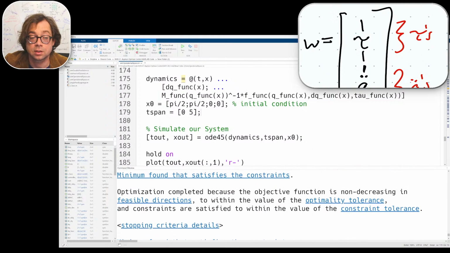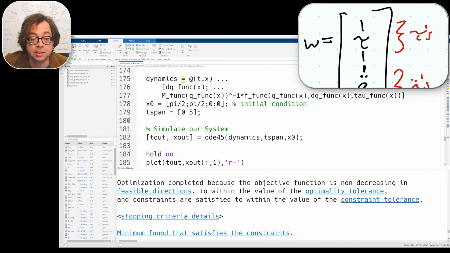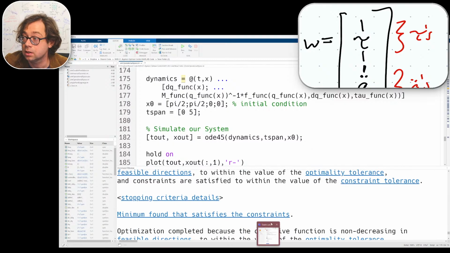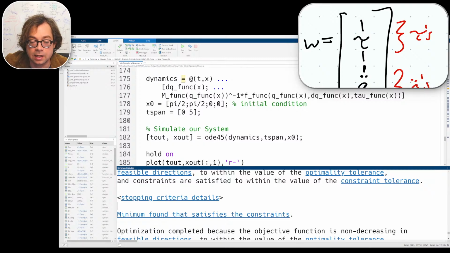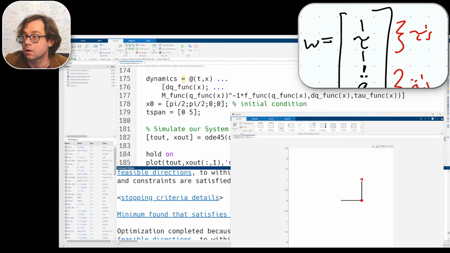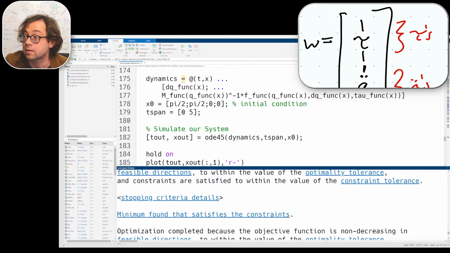That worked. It ran all these optimizations, but look, it actually worked. It didn't do anything, which meant it worked. We were commanding a desired acceleration in the task space that was 0. If that's true, and if I instead command a downward acceleration in the task space, it should go straight down, the end of that arm. Let's do that real quick.